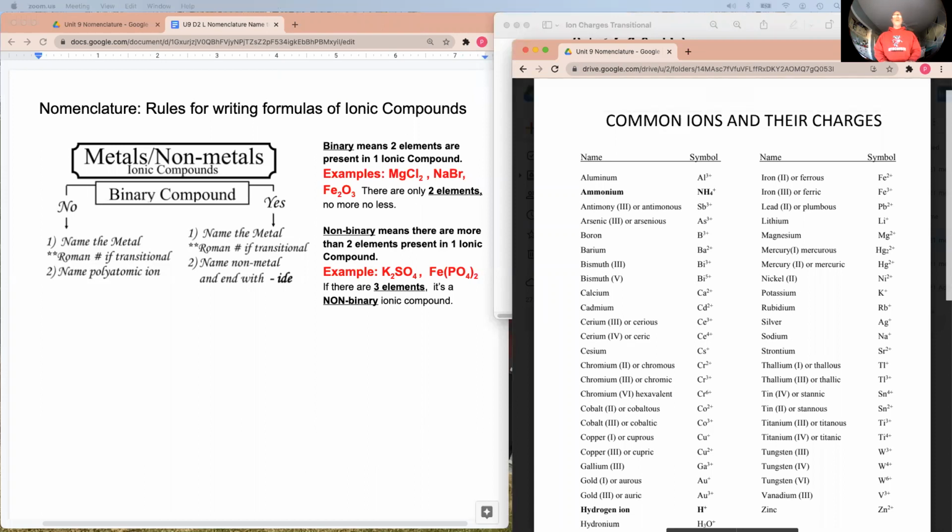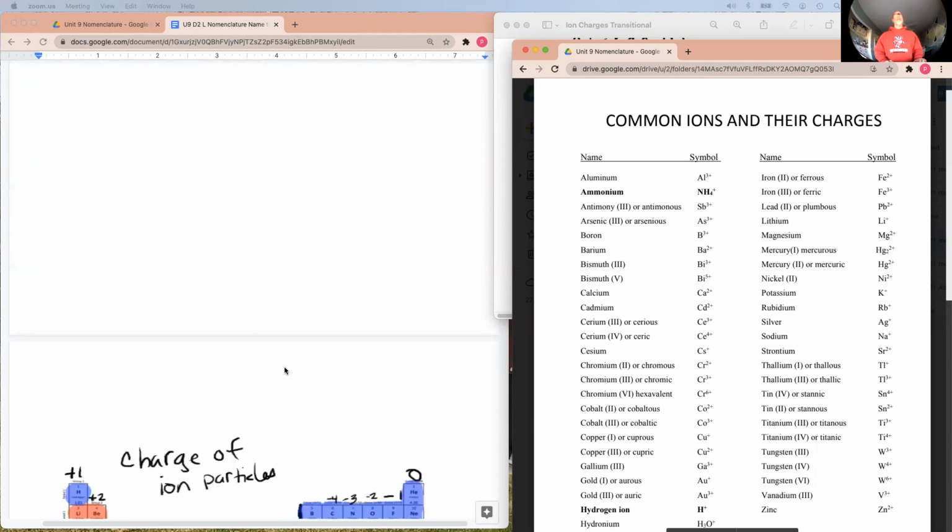So last time we talked about how to name compounds. Basically, I gave you a formula and we worked to find out how to name it. I would give you something like MgCl2, and you would have to name it magnesium chloride, or K2SO4, and you'd have to name it potassium sulfate. So today we're going to go in the opposite direction. We're going to work on taking the name and creating a formula.